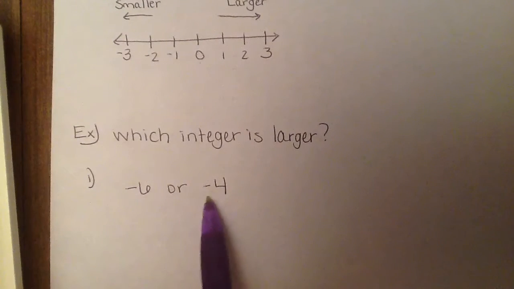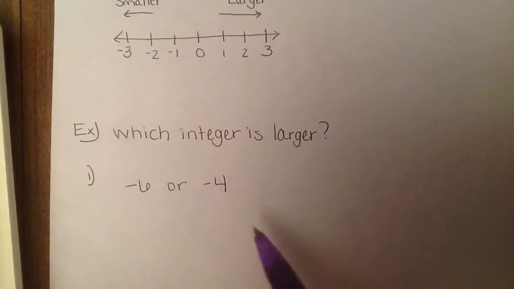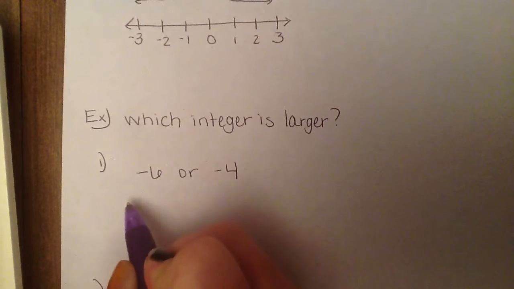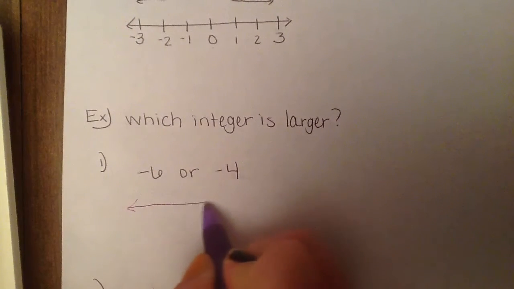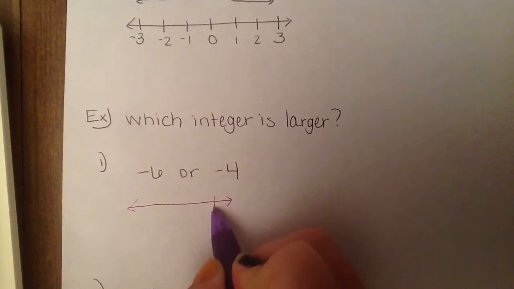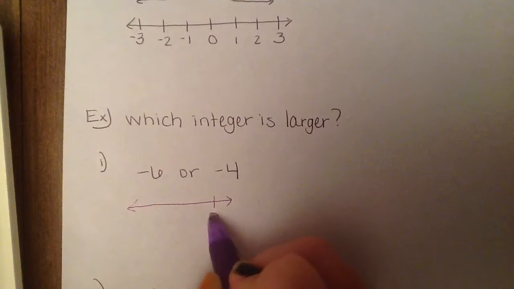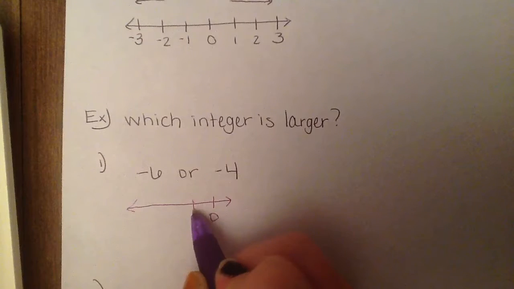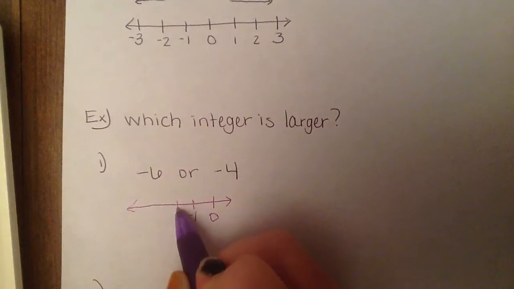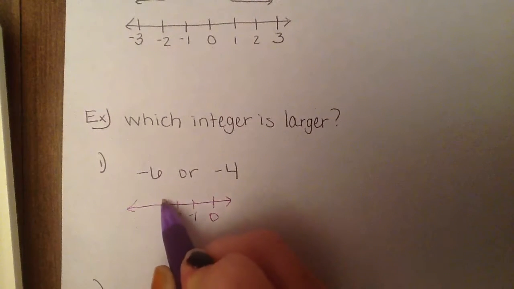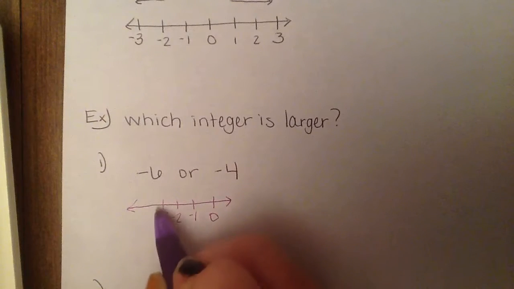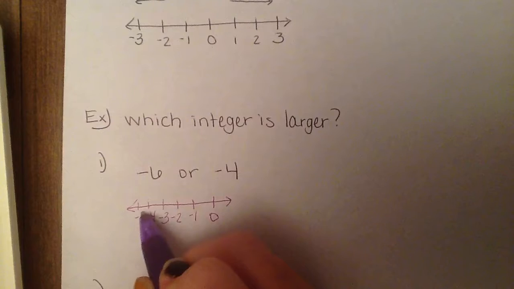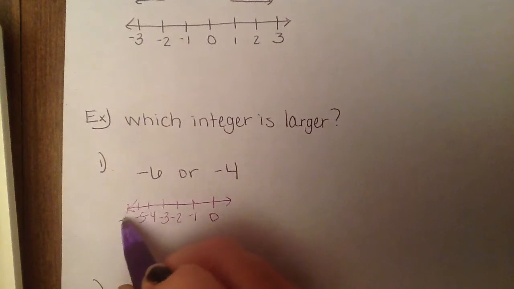-6 or -4. If you need to, draw a number line to help you think this one through. Let's say we were at 0. And I'm continuing left because these are both negative. I get -1, -2, -3, -4, -5, -6.